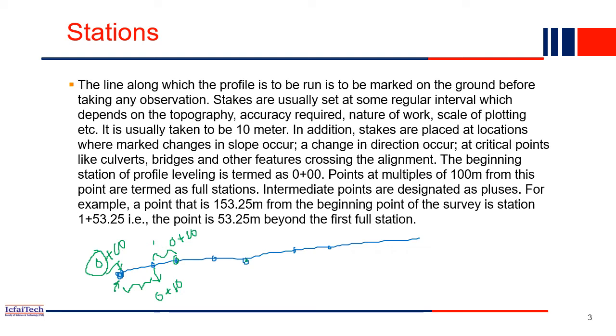When you reach 100, maybe this is 100-meter, so this will be 1 plus 00. Next will be 1 plus 10. Like that it will go on. The first digit is how many full stations you have covered, and the remaining is how much distance it is from the previous full station. That is the nomenclature we use. For example, a point which is 153.25 meters from the beginning point, we denote it as 1, because 100-meter is one full station, right? So 1 plus 53.25 is the nomenclature for that point. Like that, we identify the stations and do the surveying.